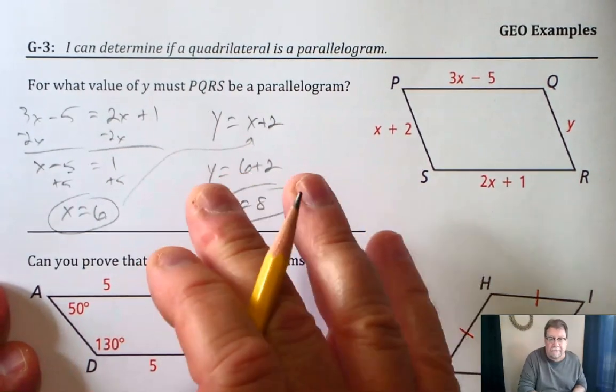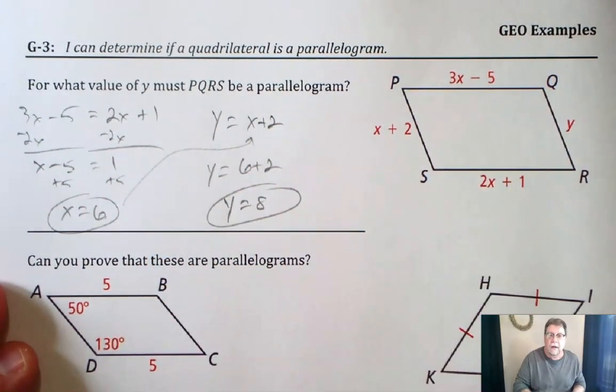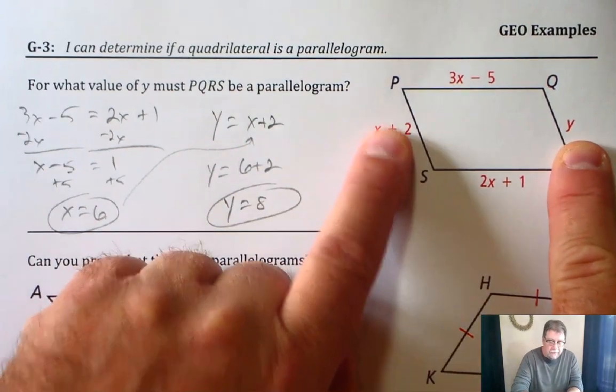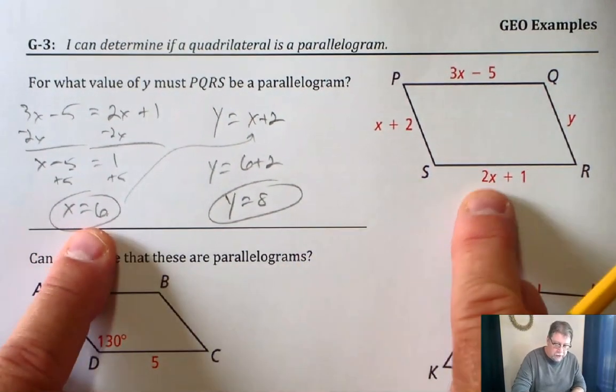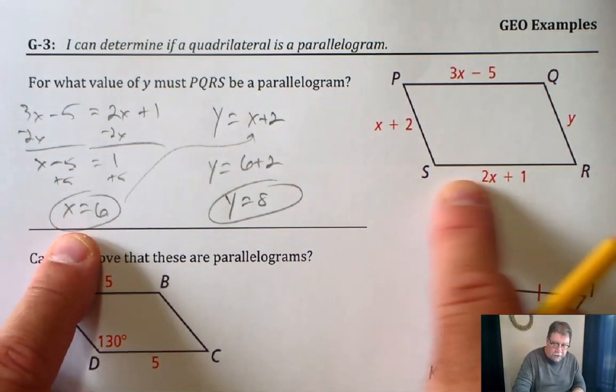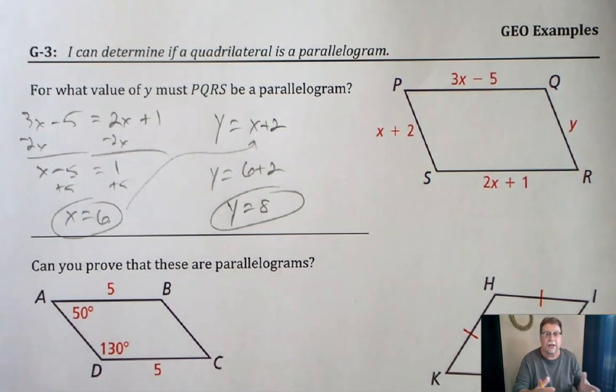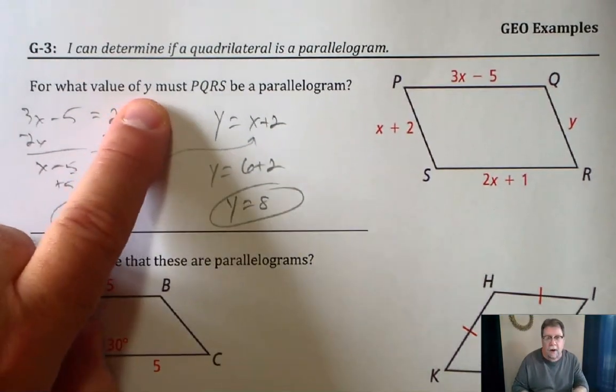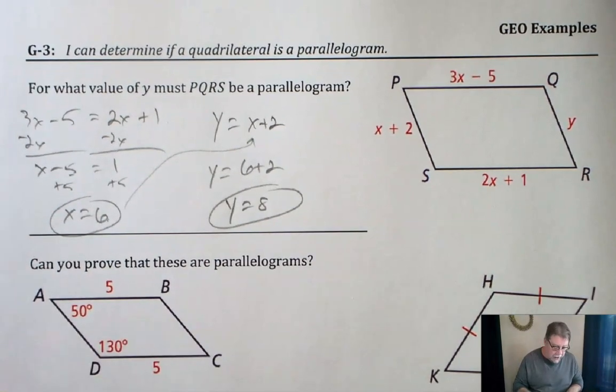And we could even go a step farther and say, well, what are the measures of the sides? Well, this one would be 8. And this one would be 2 times 6 plus 1. That would be 13 if we wanted to know the actual lengths. But since we only needed to know what y was, we could stop at that answer.